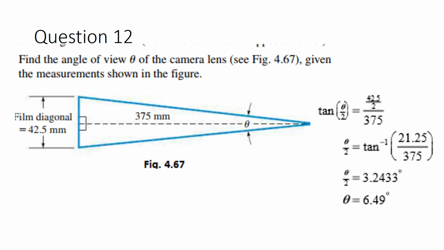Question 12, we were to find the angle theta, and theta is the entire angle through here. Now we know from our geometry chapter that this theta is bisected, and so we can look at this, and this is also bisected. So what we do is 42.5 over 2 divided by this distance here, so that tells us what that distance is, divided by this distance is the tangent of theta over 2. So we can use our calculators to say that theta over 2 is the inverse tangent of this ratio. That means theta over 2 is this in degrees, and that means that theta is equal to 6.49 degrees.